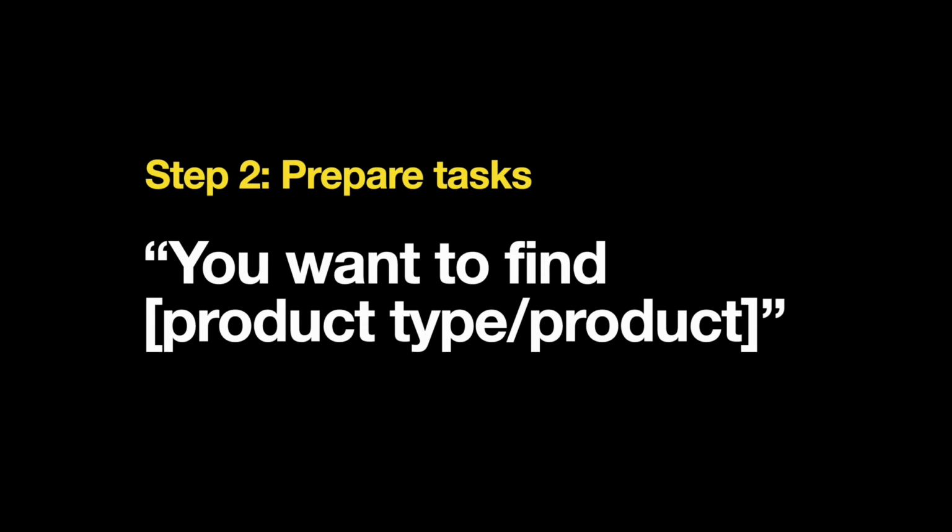Next, you need to write tasks for test participants. The task should explain to test participants what they should try to find. The task can sound like, imagine you're landing on the homepage of this website, and you need to find iPhones with shop offers. Whenever possible, try to avoid using the section's name in the questions you ask users. You don't want to direct test participants to a particular section.